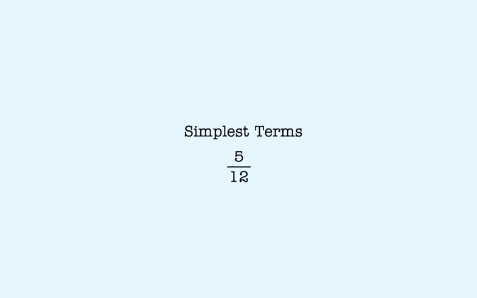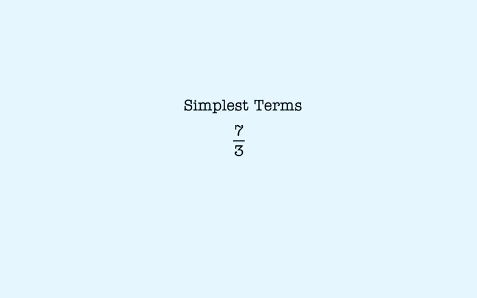Here's an example. 5/12 is written in simplest terms. The greatest common factor of 5 and 12 is 1. This means neither the numerator nor the denominator can be written with a smaller number. Another example. 7/3 is written in simplest terms. The greatest common factor of the terms is 1, so 7 and 3 are the smallest numbers that can be used to write the fraction. 9/14 is written in simplest terms. The greatest common factor of the terms is 1.